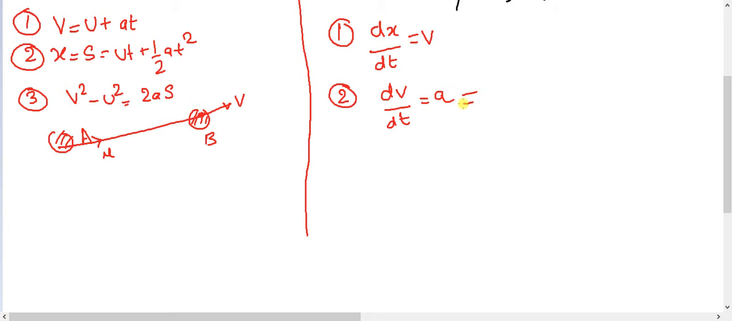I'm copying it here again: acceleration is change in velocity upon change in time, and what else we can do is multiply it by change in displacement upon change in displacement, because anything multiplied by 1 is equal to that number only. So it doesn't matter that we multiply it by dx and dx.